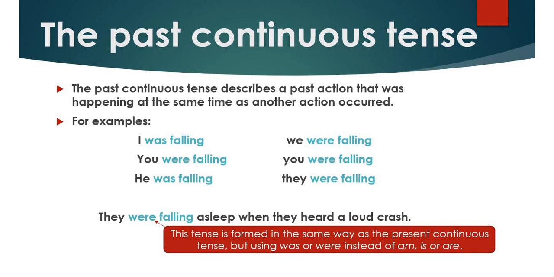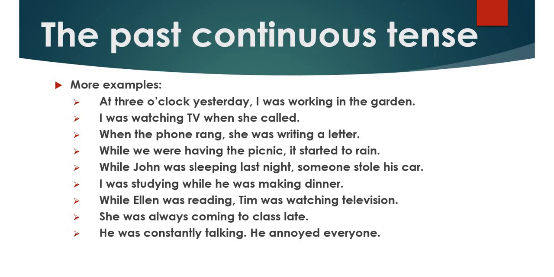This tense is formed in the same way as the present continuous tense, but using was or were instead of am, is, or are. For the past continuous tense, we have more examples.